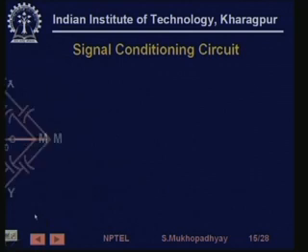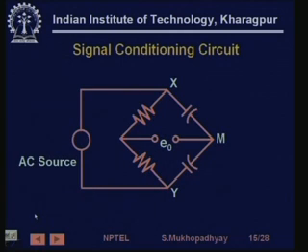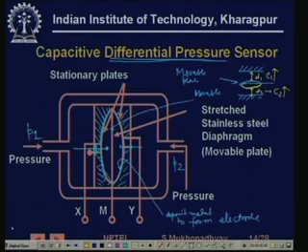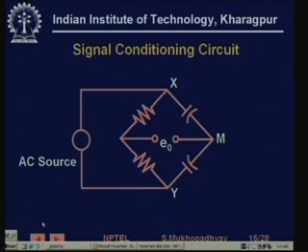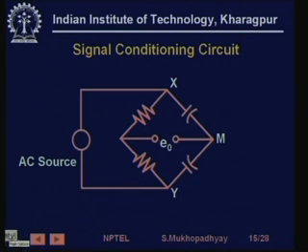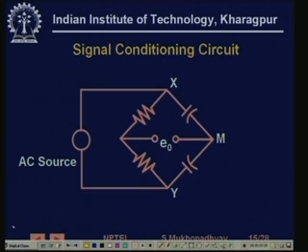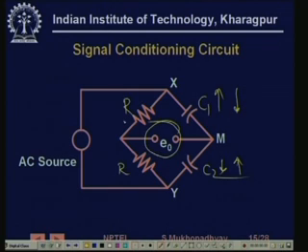Right. So the signal conditioning circuit is a simple bridge like this, where here you have C1 and here you have C2. As the membrane moves, this can go up, this can go down, or this can go up, this can go down. Since these resistances are fixed, that will create an EMF.